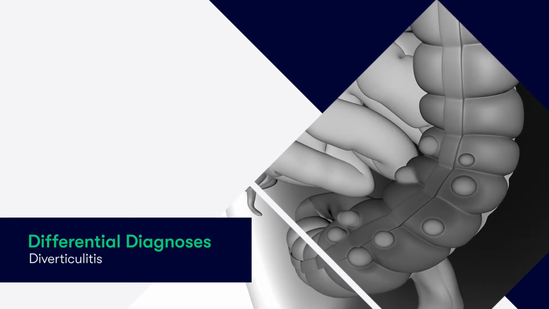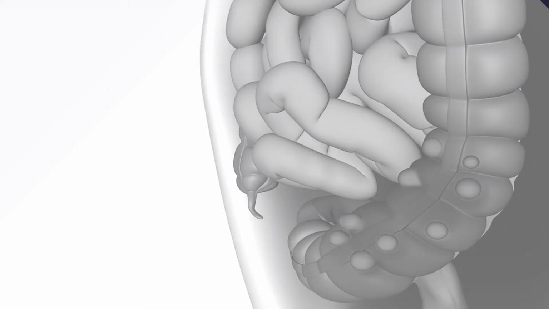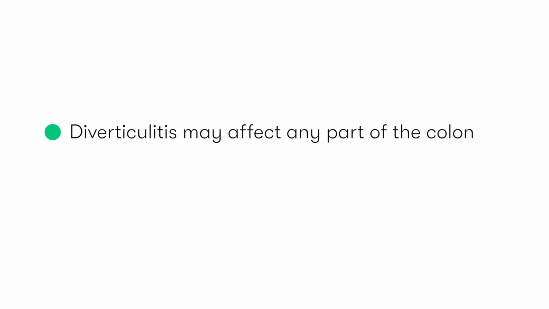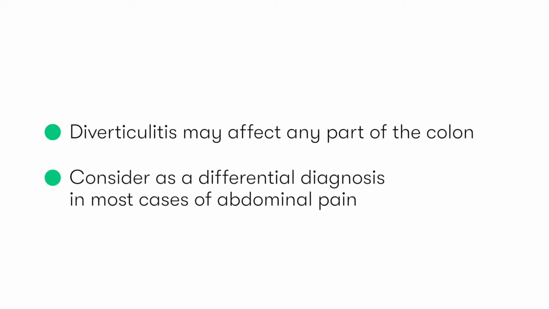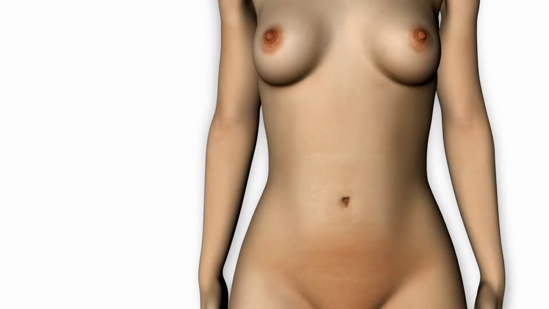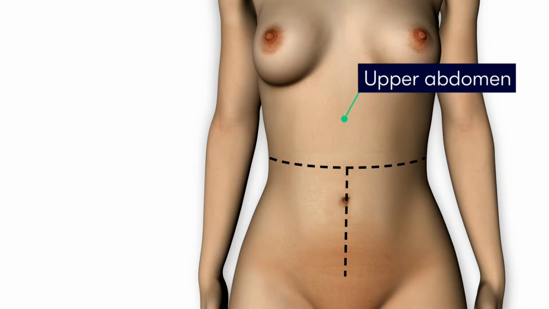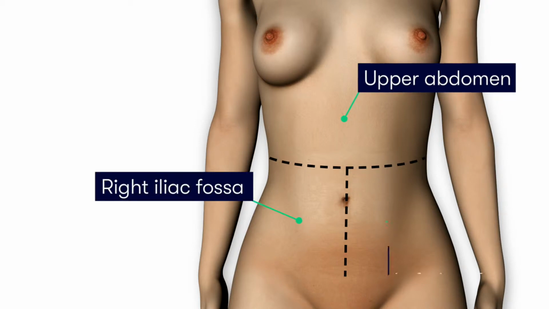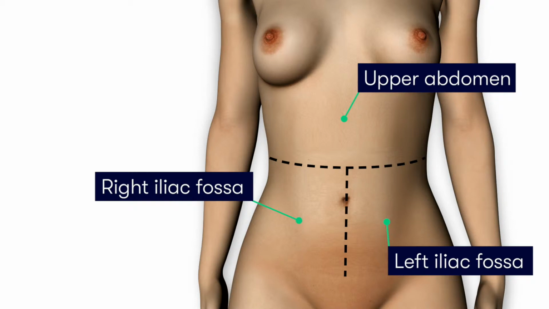So let's have a look at some key differentials that we should be considering when we assess our patient. As we've already said, we need to remember that whilst diverticulitis most commonly affects the sigmoid colon, it can actually occur at any point along the colon length. And therefore, we should consider it as a differential diagnosis in any patient with any abdominal pain. However, let's divide the abdomen into 3 parts and consider the differentials based on this. So, we have the epigastrium and the upper abdomen, the right iliac fossa, and the left iliac fossa.